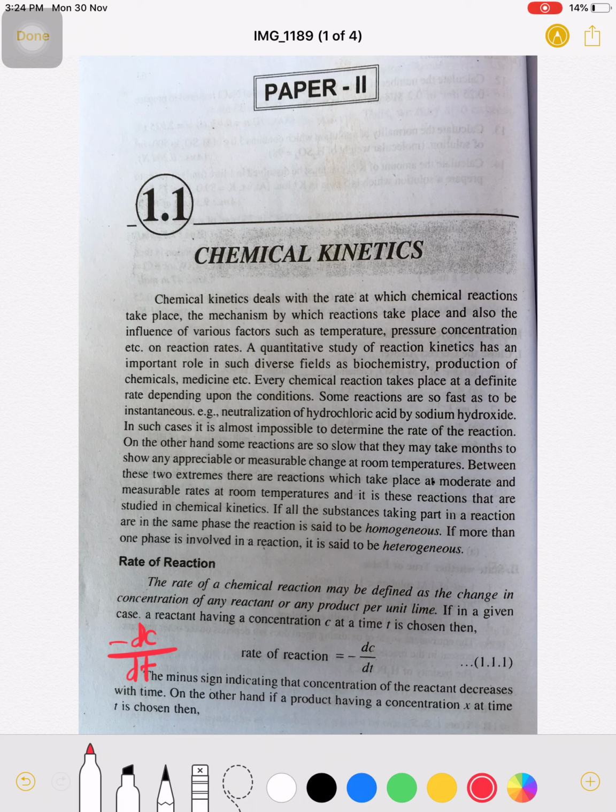Now see here, C is nothing but the concentration of reactant, and t is the time taken. So in time dt, the amount by which the reactant concentration changes is written as dC. So dC is the small change in concentration of reactant with respect to the time dt. Suppose dC is the change in concentration in 1 minute, then we may write this equation as minus dC upon 1, because it takes 1 minute. So in this case the negative sign is there.